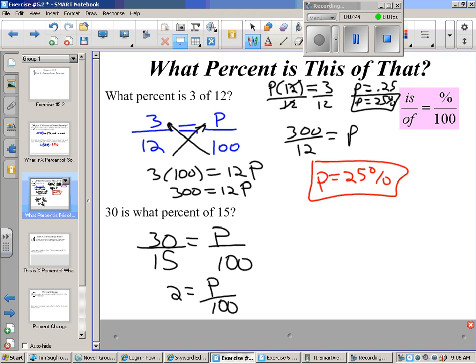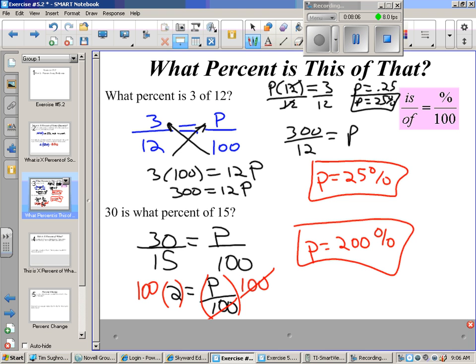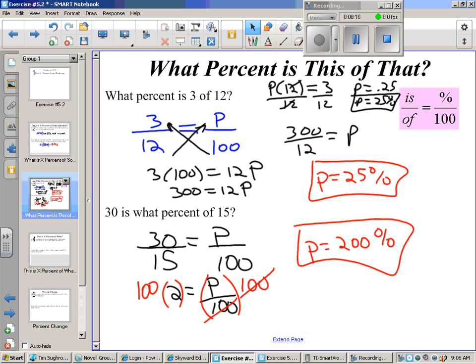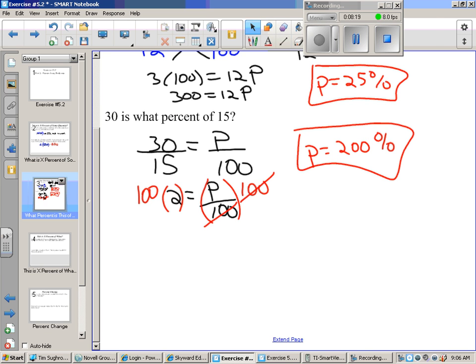And now we multiply both sides of the equation by 100 to get rid of it here. So understand, when I'm multiplying this 100 up, what I'm really doing is multiplying both sides of the equation by 100, right? That's how it balances out. That's why it's legal to do it. And I get P equals 200%. So the is over of equals percent over 100 can be really nice to use. If you want to write it like an equation, you certainly could do this one.